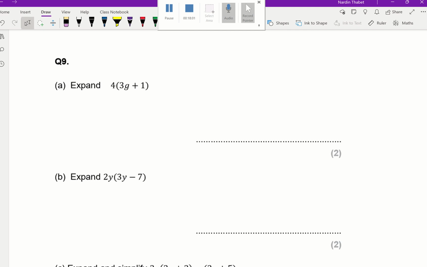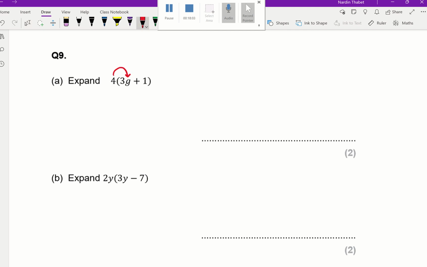Now, question 9 says expand, and we know that this means to multiply. 4 times 3 is 12, so it's 12g. 4 times 1 is 4, sorry, so it's plus 4. And then we have 2y times 3y and 2y times negative 7. 2 times 3 is 6. Y times y is y squared. And then 2 times negative 7 is negative 14. And of course, I'm also multiplying by the y. So negative 14y.